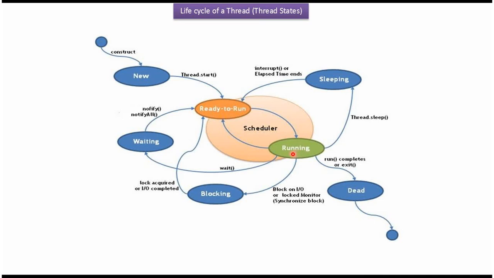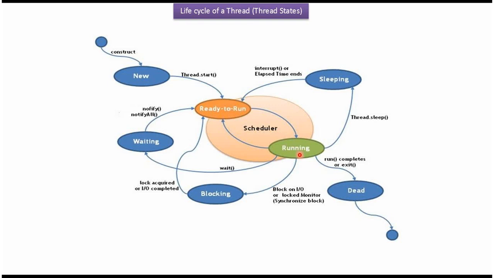From running state, the thread can go to blocking state if block on IO or locked monitor happens. From blocking state, the thread can go to ready to run state if lock occurred or IO completed happened. When the wait method is called on the thread which is in running state, then the thread will go from running state to waiting state. When notify or notify all method is called on the thread which is in waiting state, then the thread will go from waiting state to ready to run state.